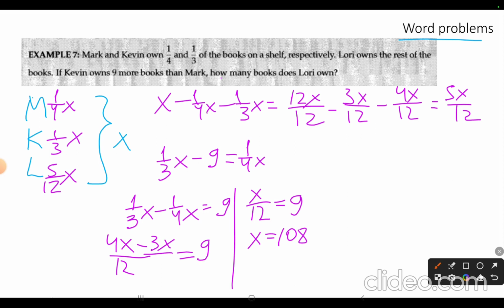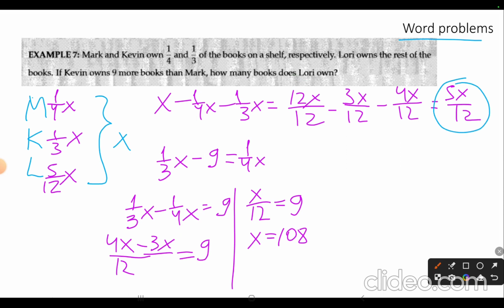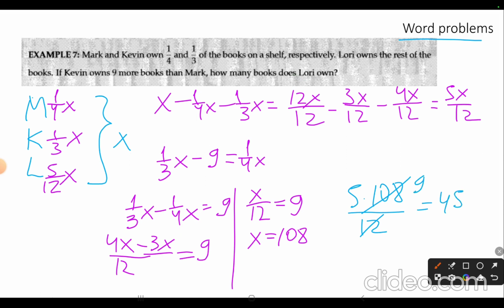The question is, how many books does Lori own? We just substitute. We know that he has 5/12x. Instead of x, just substitute 108. 5 times 108 over 12. This one cancels. We have 9. 9 times 5 is 45 books. This is Lori. He has 45.